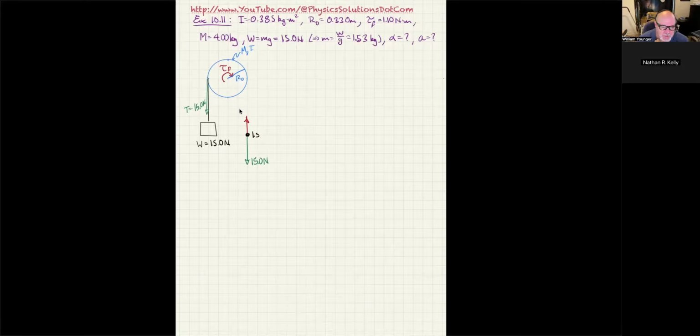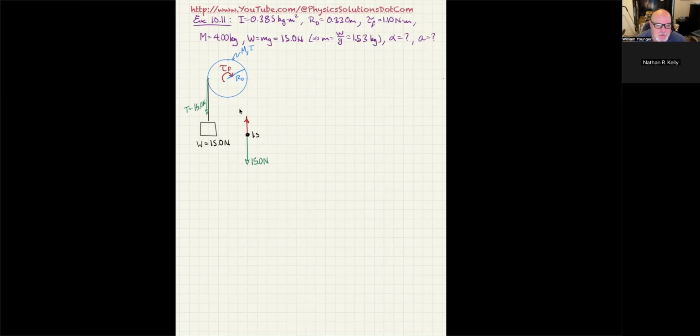Consider again the pulley in example 10.10, but instead of a constant 15.0 Newton force being exerted on the cord, we now have a bucket of weight W equals 15.0 newtons, which of course implies that the mass is 1.53 kilograms, and that bucket is hanging from the cord. See the figure below. We assume the cord has negligible mass and does not stretch or slip on the pulley.